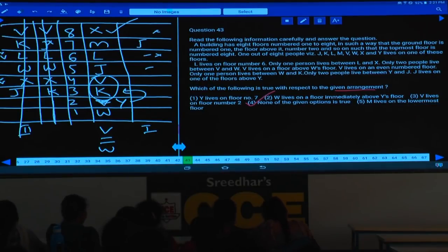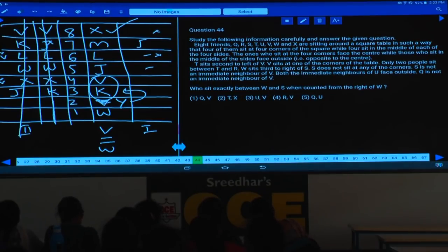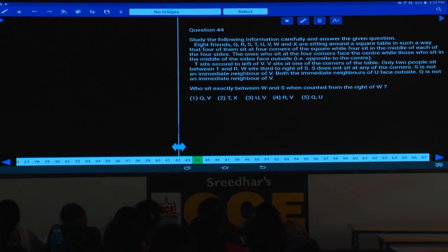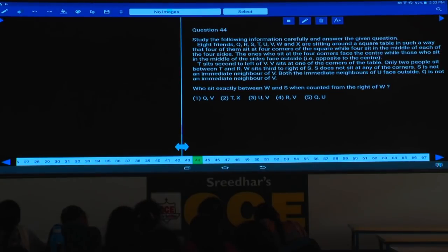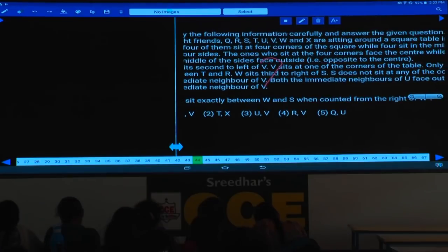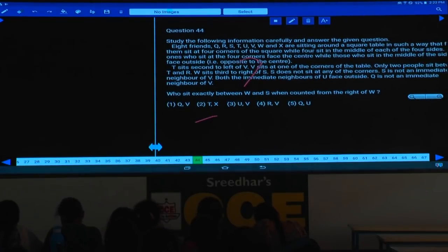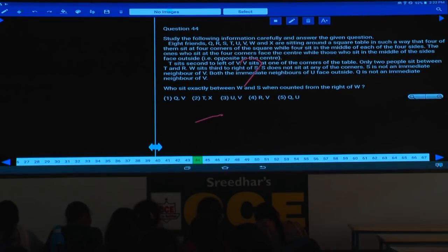Now this is about question numbers 39 to 43. Then 44 onwards. Now question numbers 44 to 48. Tell me what is the information given here, 44 to 48. Now in these question numbers 44 to 48, how many persons are there? Now in total we have 8 persons.